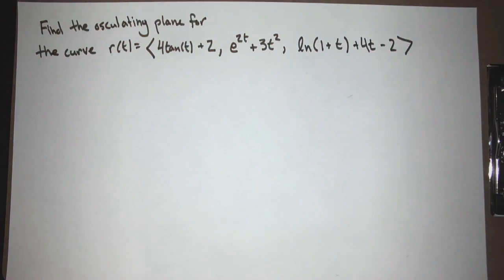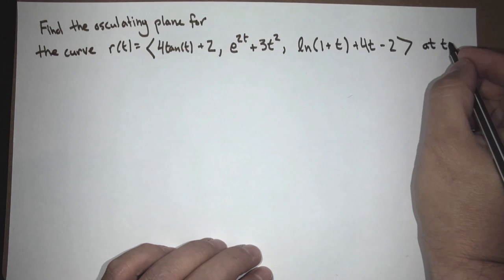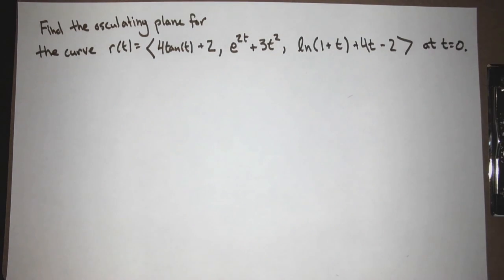Okay, there we go. So here's the question. Find the osculating plane for the curve r of t equals all this. Now there is one more thing I have to write down because this question isn't complete. What's the last thing? The time. Well, I suspect we'll go with time equals 0. Because we love our students.